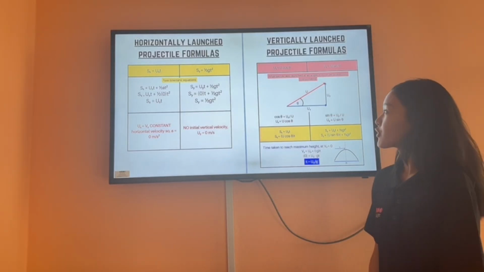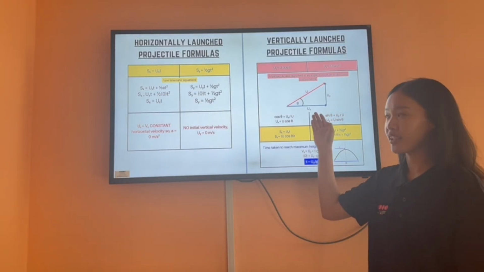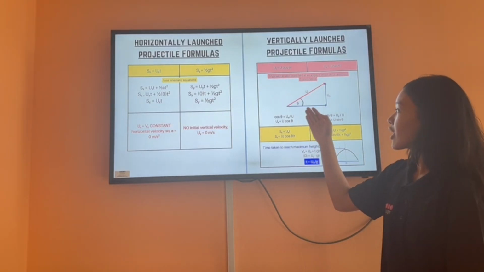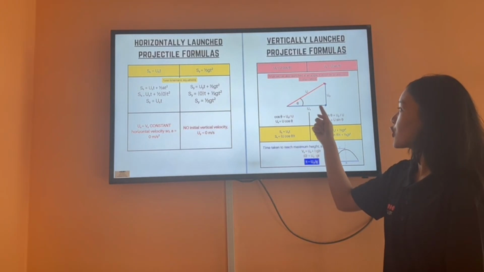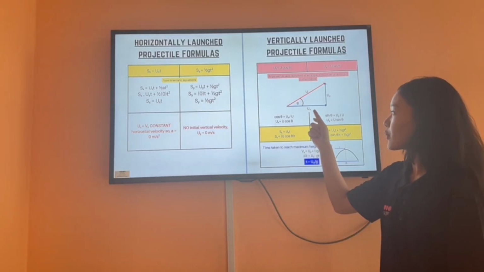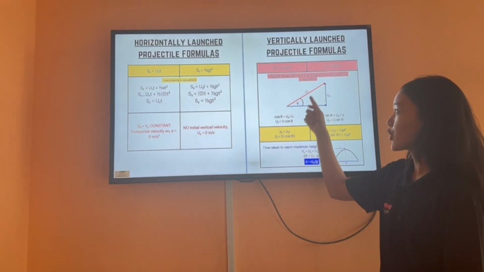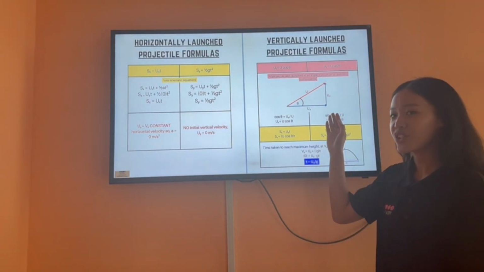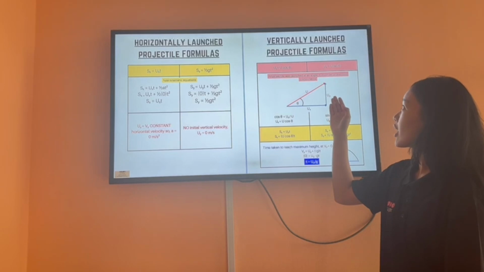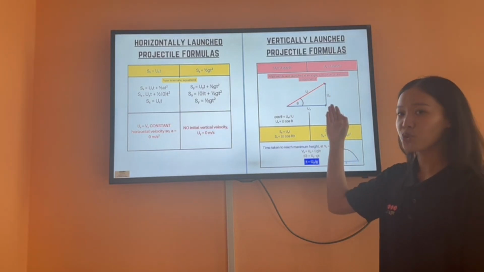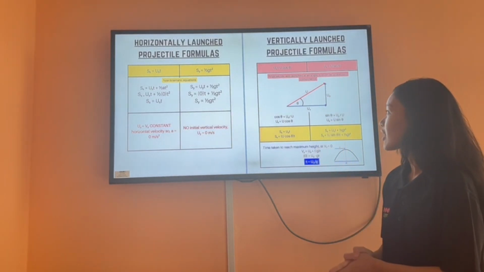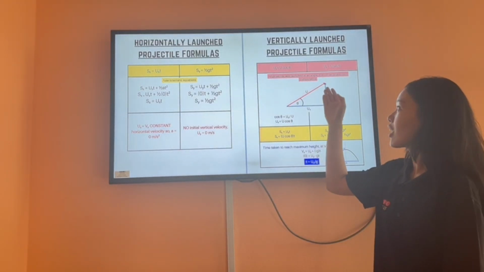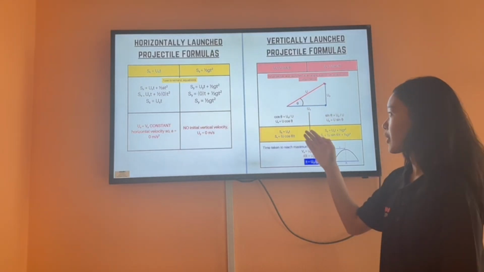So first, to find the initial horizontal velocity, ux equals u cos theta, because cos theta equals ux, which is on the adjacent side, over u, which is the hypotenuse. For the initial vertical velocity uy, uy equals u sine theta, because sine theta equals uy, which is the opposite side, over u, which is the hypotenuse.